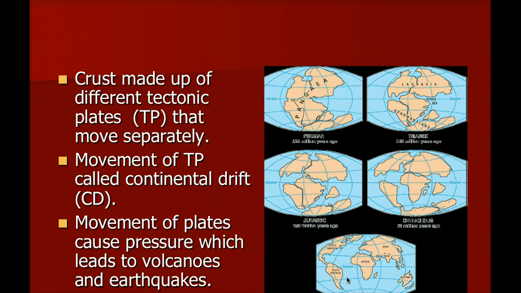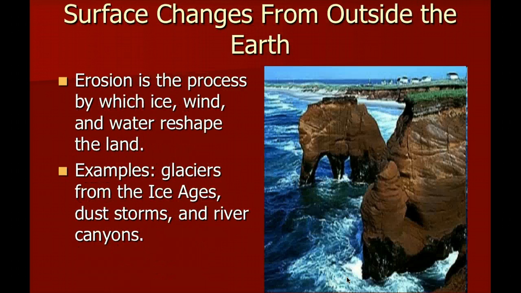Movement of the plates leads to volcanoes and earthquakes. Surface changes from outside of the Earth come in terms of erosion. Now, wind, water, and ice can shape and reshape the land. It has a major impact. If you look here, this is the erosion of water, with waves affecting these pieces of land.